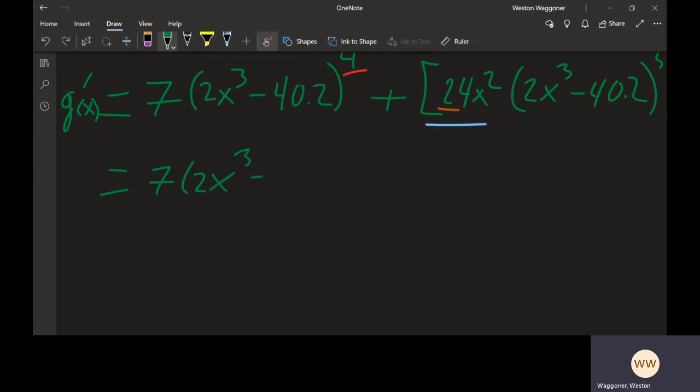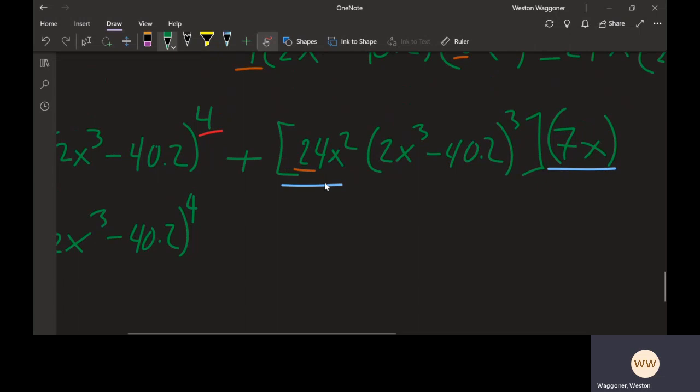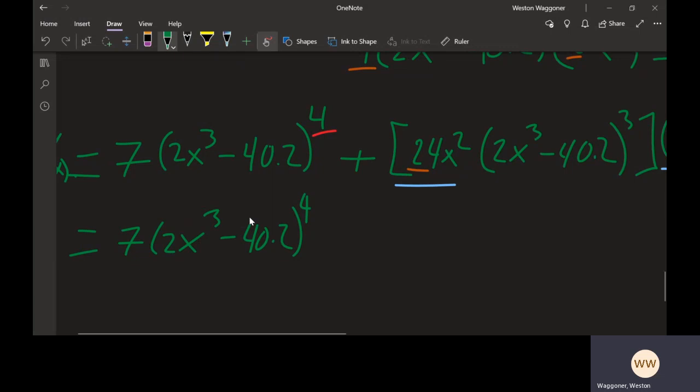So we're going to keep this the same, minus 40.2 to the 4th. Keeping that exactly the same. What we can combine are this, because we have a term, and another major term, and then another major term. Again, I can't distribute the 7x to the inside, so what we could actually combine is that 24x squared and that 7x, because they're being multiplied. Can't combine this with what we have over here.